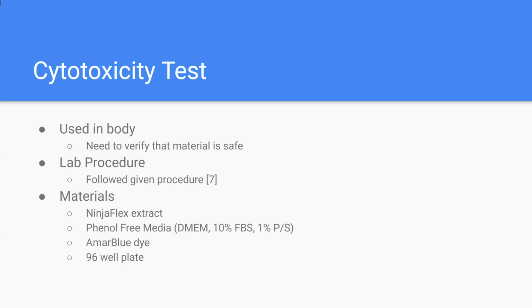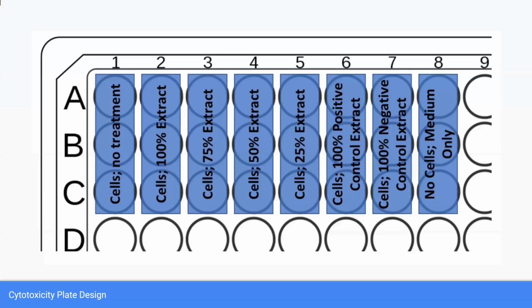The materials we used were NinjaFlex extract, phenol-free media comprised of DMEM, FBS, and PS, Marblue dye, and a 96-well plate. This is the setup we used for our well. We had both positive and negative controls, as well as a variety of extract concentrations to try to find what percentage of extract would be safe to use in the human body.